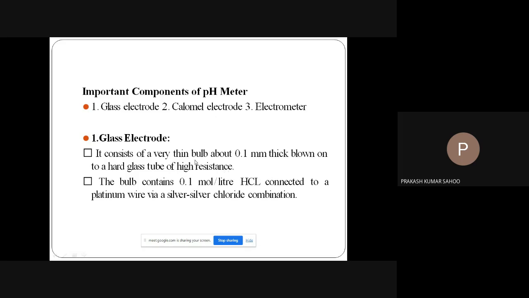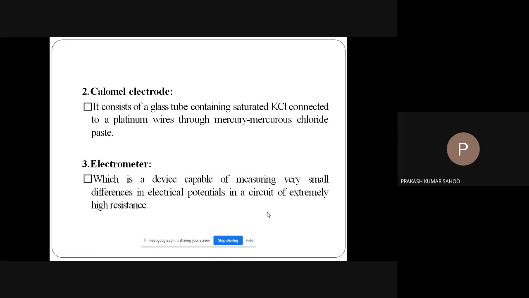Okay, so this is the construction of your glass electrode. The bulb contains 0.1 moles per liter HCl connected to a platinum wire via silver chloride combination. So the bulb, which is 0.1 millimeter thick in the glass electrode, contains 0.1 molar hydrochloric acid with platinum wire via your silver chloride combination.